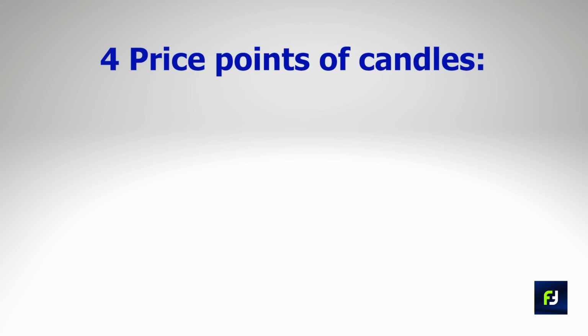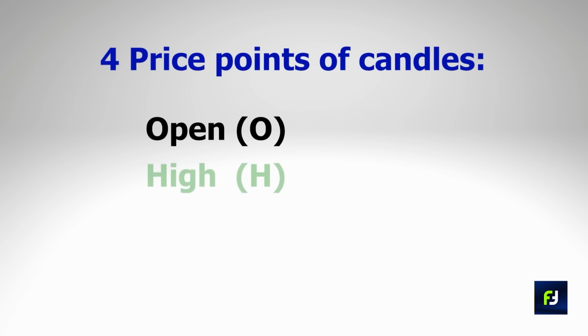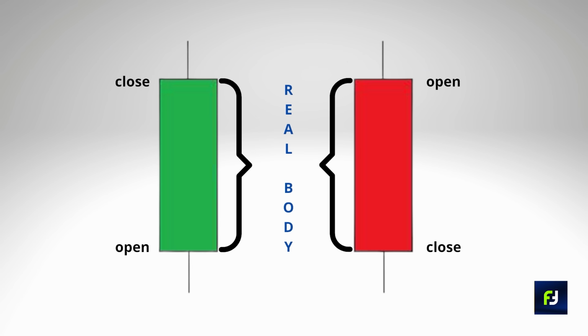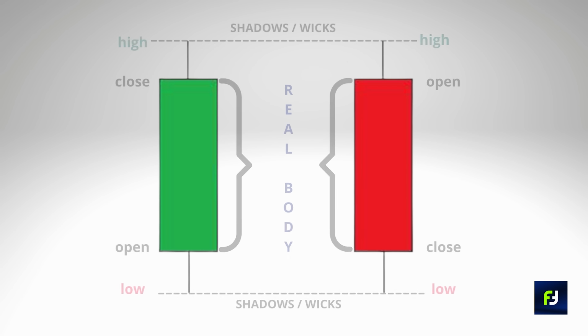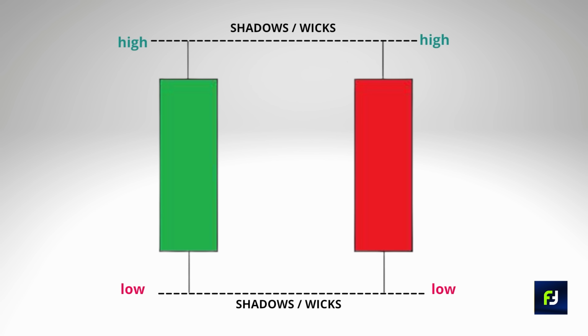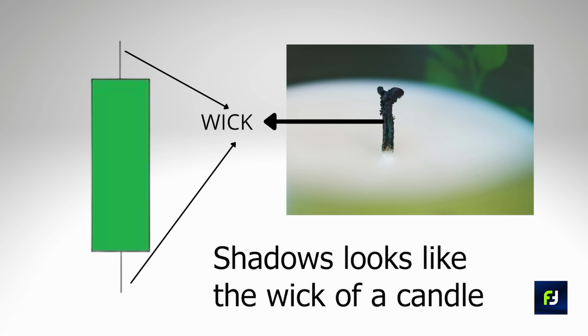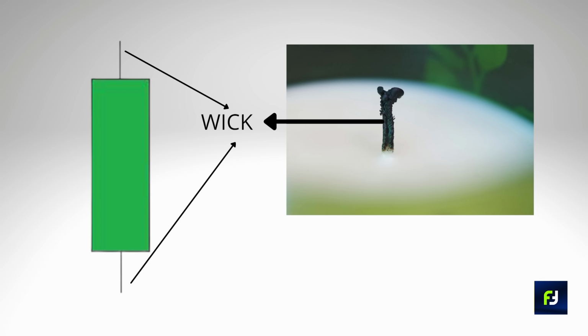These price points are the opening price, the high price, the low price, and the closing price for the same period, or simply we call them OHLC. The real body of the candlestick shows the open and close prices, while the shadows on the top and the bottom of the body show the high and low prices for that particular period.